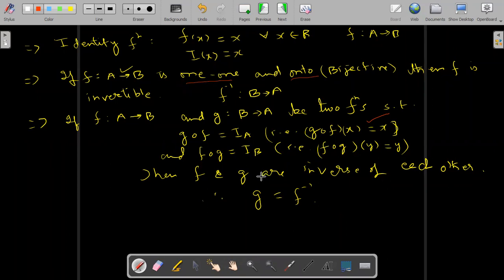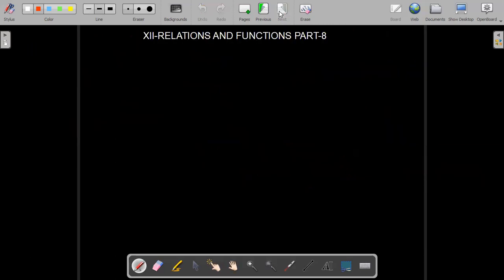Now we will see the algorithm to find the inverse of an invertible function. You know that we have to check first, and then we can find it. So what will be the algorithm? You can note down the algorithm, then we will take some questions.